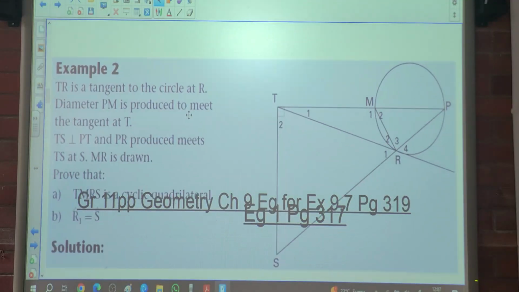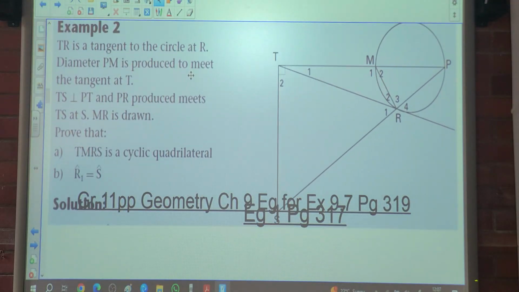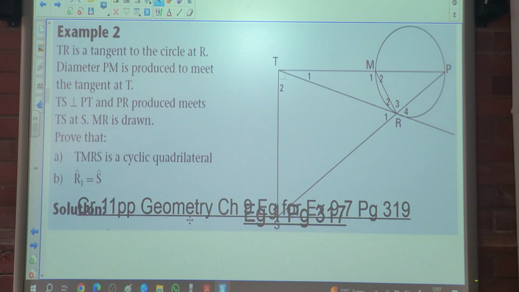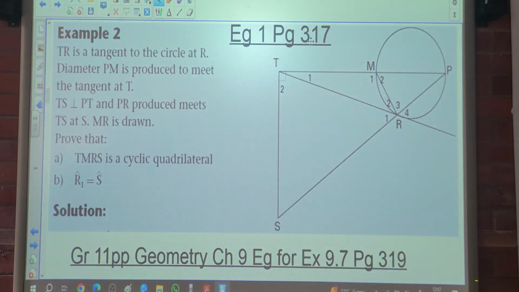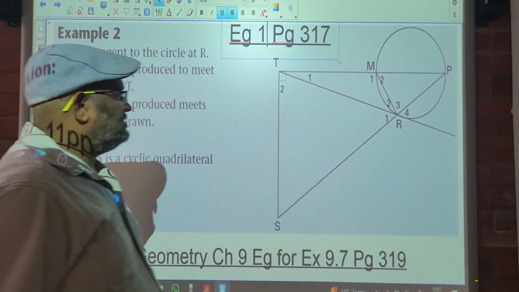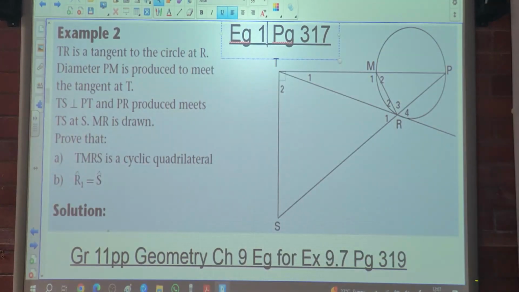Example 2. Here's a spicy one. Spice up your life. Example 2 is on page 18.